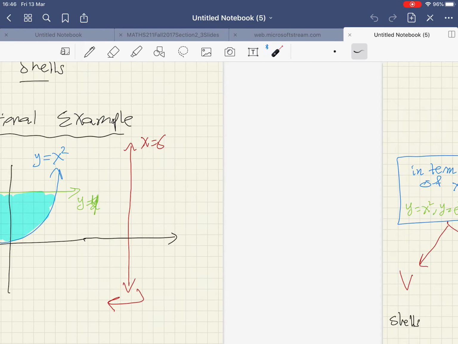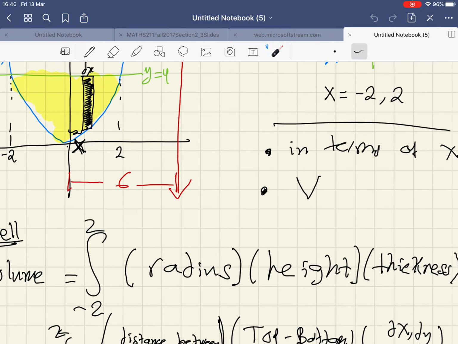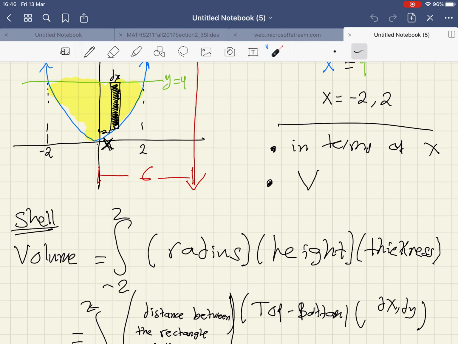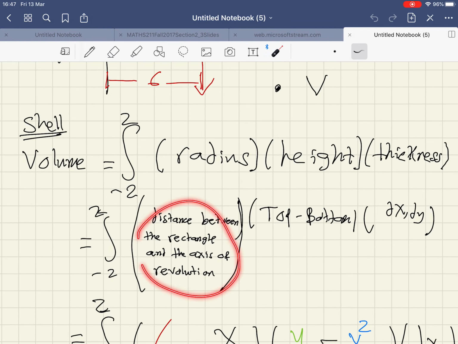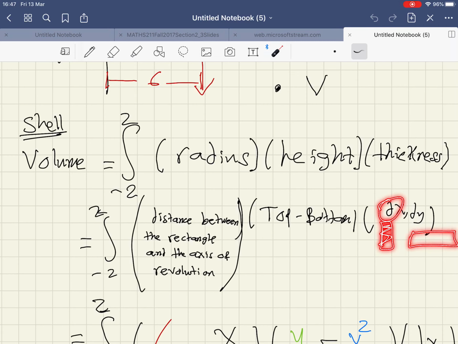Taking all those three pieces of information, we put them in this formula here. As I just said, we have the radius, which is the distance between the rectangle and the axis of revolution, the height, which is top minus the bottom of the rectangle, and the thickness, which is either dx or dy, depending on the orientation of the rectangle. If the rectangle is vertical, we will use dx. If it is horizontal, we will use dy. And how do I know if it's vertical or horizontal? It depends on whether the function is given in terms of x or in terms of y.